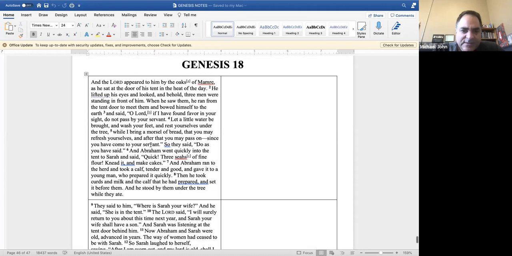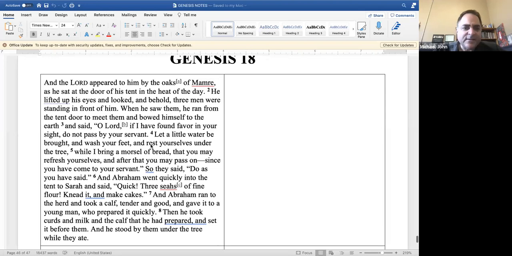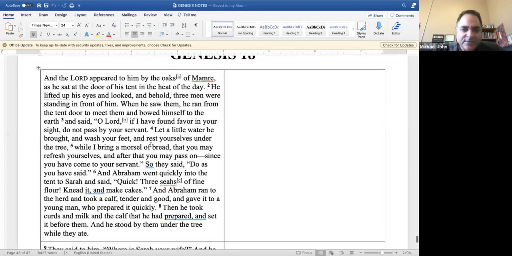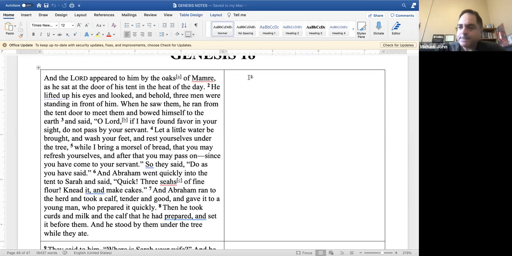This time it is at the Oaks of Mamre, which we've seen before. So let's take a look at our passage and get right into it and see where it takes us. Bob Thomas, would you read that for us here? Verses 1 to 8, Genesis 18, 1 to 8. Sure.